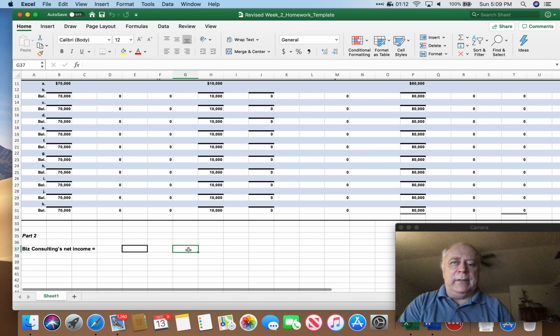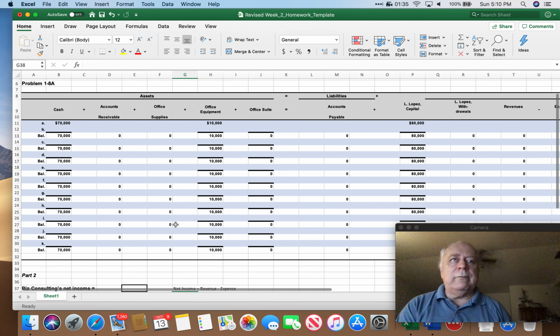Now remember that net income equals revenues minus expenses. So after you finish part 1, you have to take total revenues minus total expenses from part 1 to compute the net income.